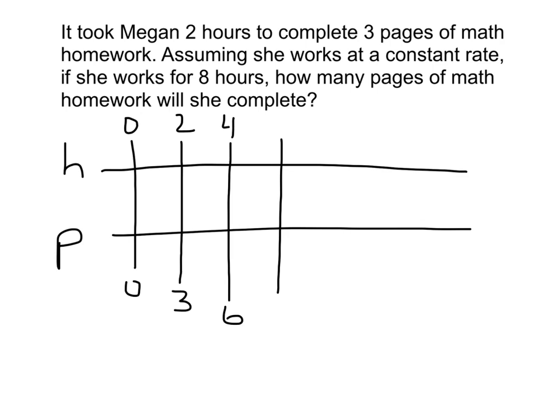I'm going to go back to my original ratio of 2 to 3, multiply by 3: 2 times 3, I get 6. 3 times 3, I get 9. Go to my next one. 2 times 4 is 8, and 3 times 4 is 12. I can stop here because I got to 8 hours, which was my original goal for this problem.